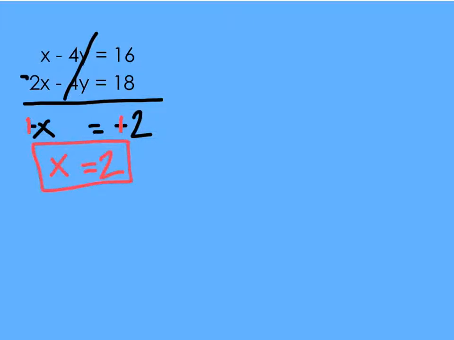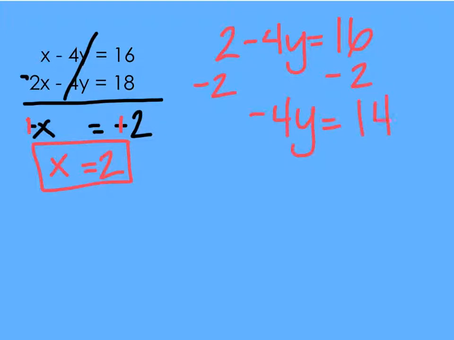Then I just have to plug it back into one of my original equations. So 2 minus 4y equals 16. If I subtract 2, I'll get negative 4y equals 14. Divide by negative 4.